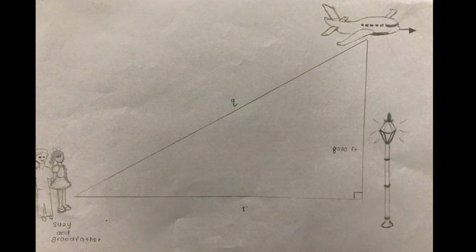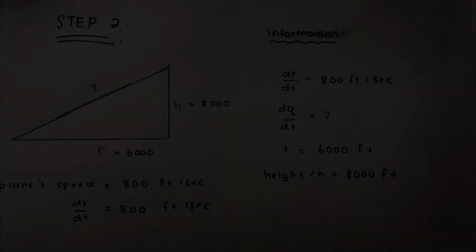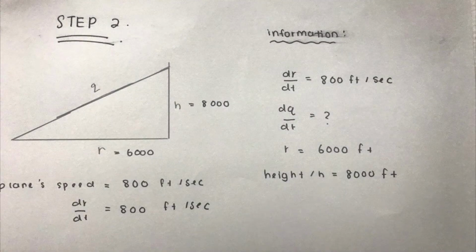Now let's move to step 2. So we were told at the beginning that the plane speed is 800 feet per second. Therefore, dr/dt is equal to 800 feet per second. Now we were asked to find the rate of change in the distance between them and the plane. We need to find dq/dt when r is equal to 8,000 feet. Okay, let's list down all the information given.